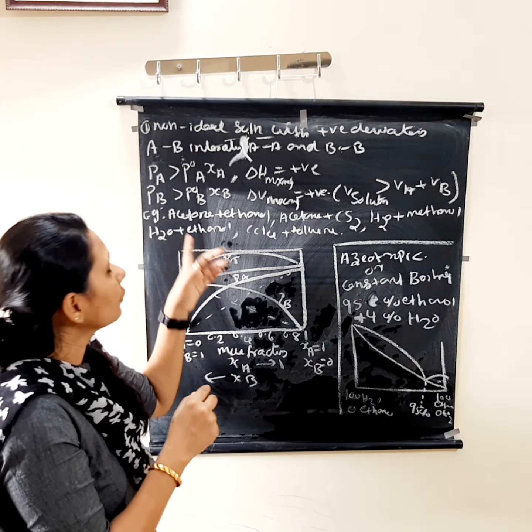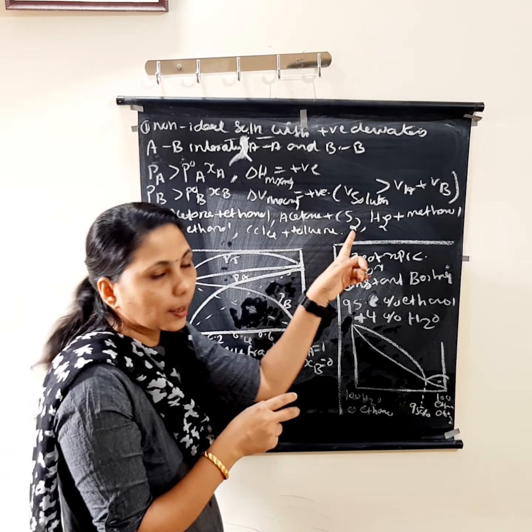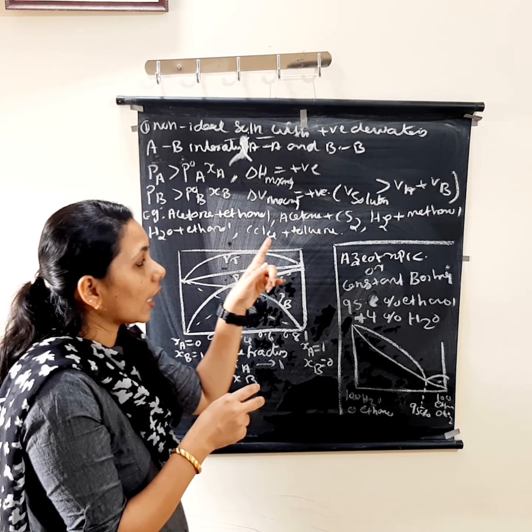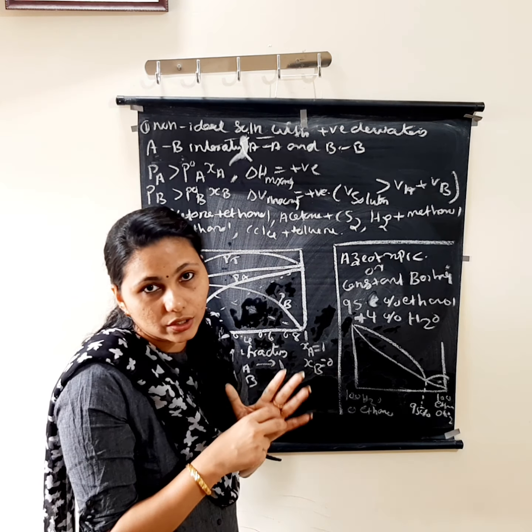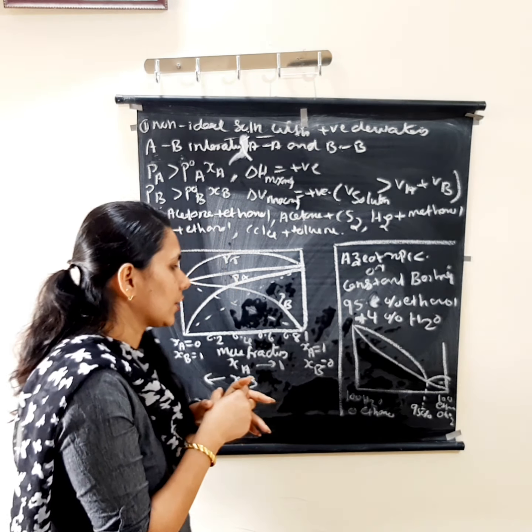Okay. Examples for this type of solutions are acetone plus ethanol, acetone plus carbon disulfide, water plus methanol, water plus ethanol, carbon tetrachloride plus toluene, etc. are the examples. Next is the graphical representation.